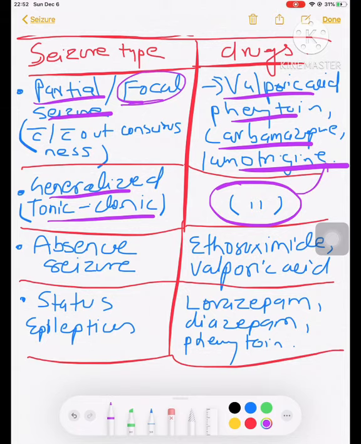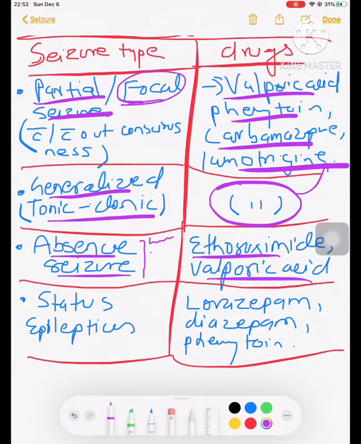So the next is absent seizure. Okay, we already talked about absent seizure and the drugs that are used in absent seizure. Remember the absent seizure, it is also a type of generalized seizure. If you want me to describe the classification or types of seizure, I'll do that in a separate video. Okay, so the drugs are ethosuximide and valproic acid. They act by blocking the T type of calcium channels, mainly in the thalamic neurons.